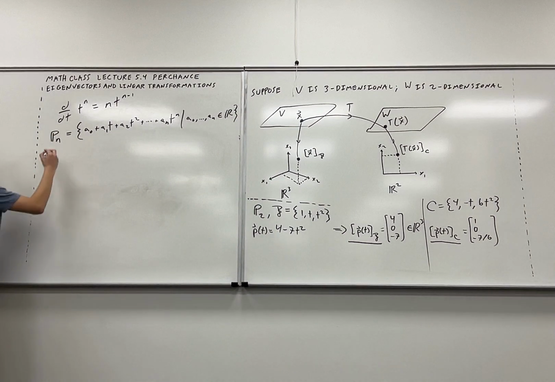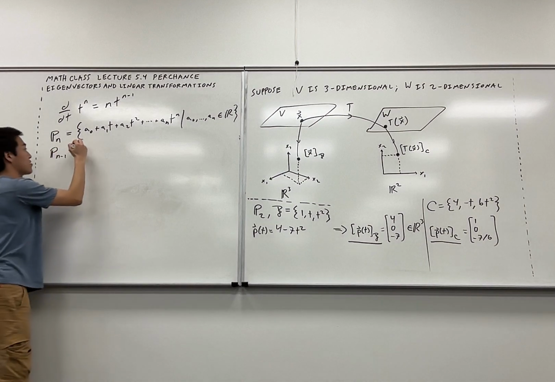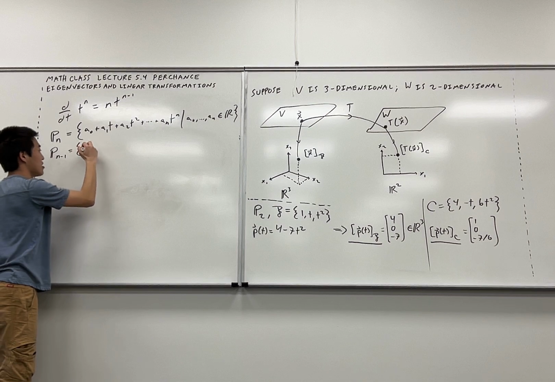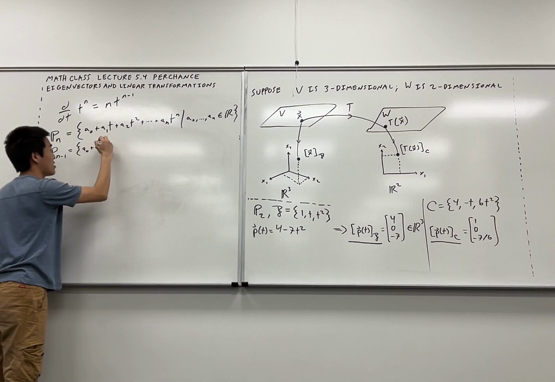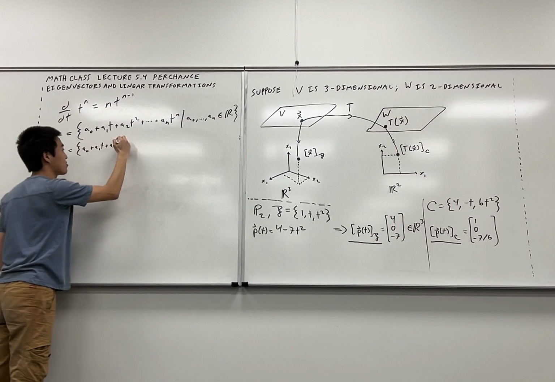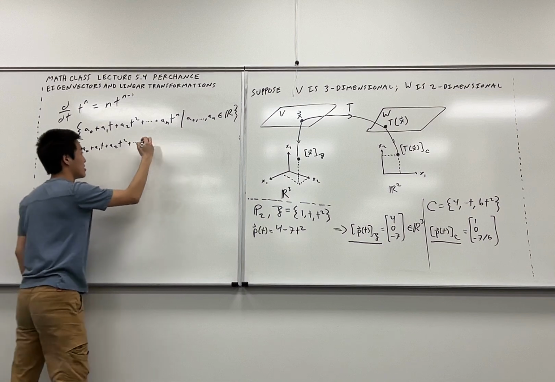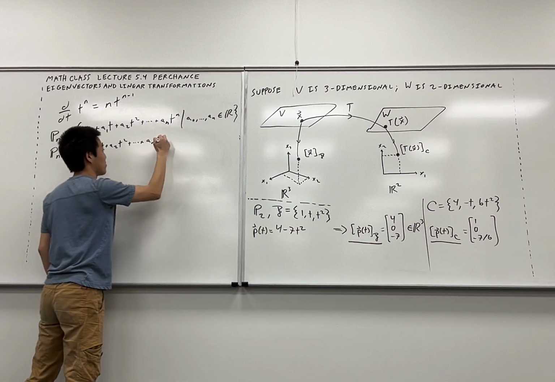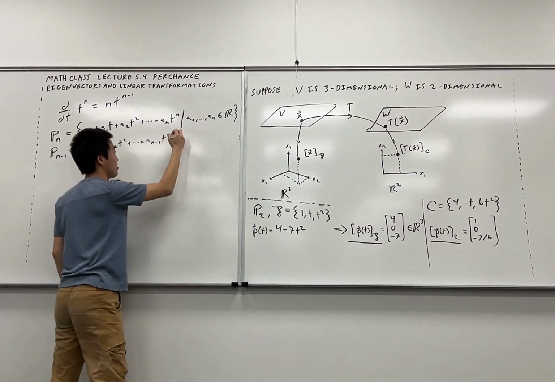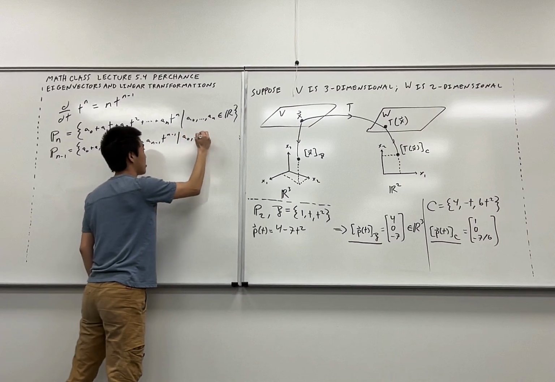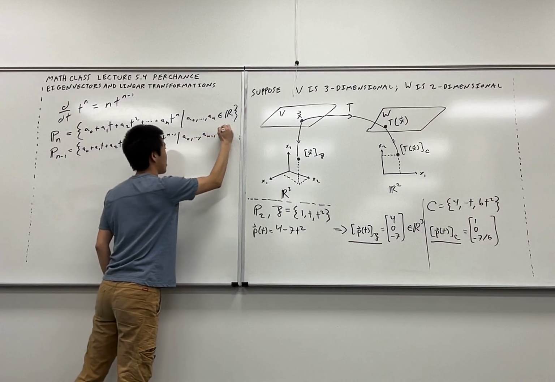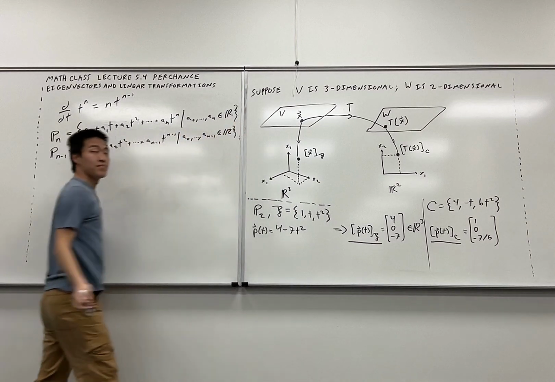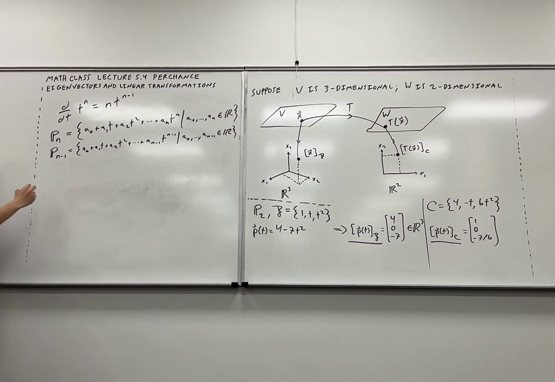And now I can look at Pn minus 1, which is going to be very similar, right? a naught plus a1t plus a2t squared plus, until I get to a sub n minus 1 t to the n minus 1, for a naught to a n minus 1 in R. Yeah? Okay, so let's think about this.